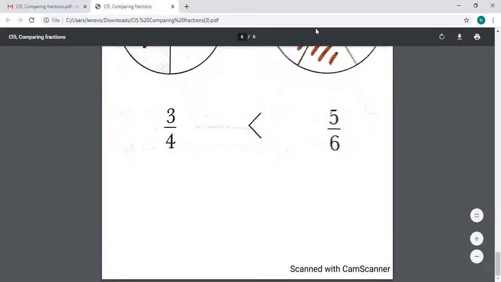That's all for today. So for comparison of fractions, for like fractions, greater the numerator, greater is the fraction. For unlike fractions with the same numerator, it's just the opposite. Greater the denominator, the smaller the fraction becomes.